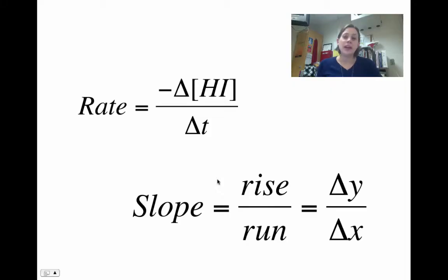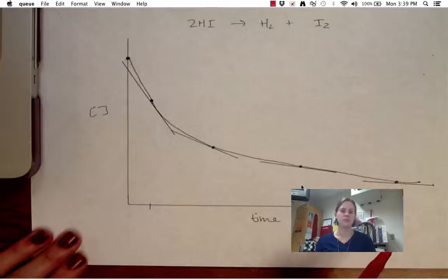Okay? If I make that connection back to my equation that I showed you earlier, the rate is going to equal the negative change in concentration of HI in this instance over the change in time. And if you remember, that relates directly to your slope. The slope is rise over run, which is your change in Y over the change in X. So that's how all those things are related here. This is a negative rate because HI is being used up. So from start to finish, that rate will overall be negative.